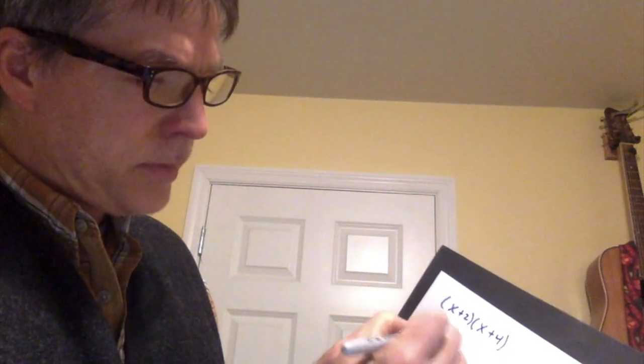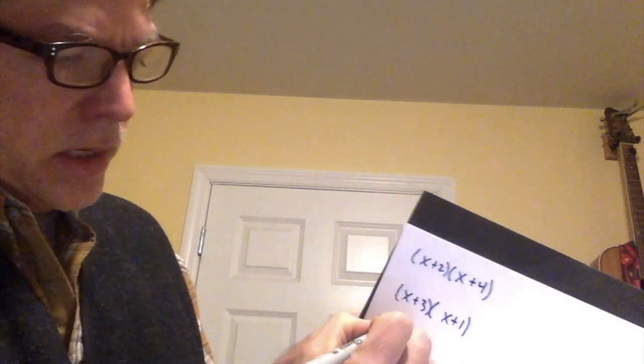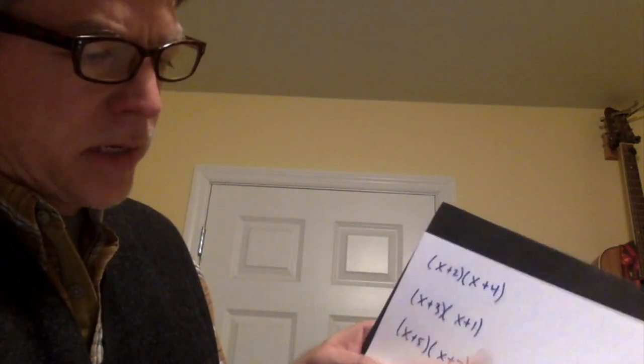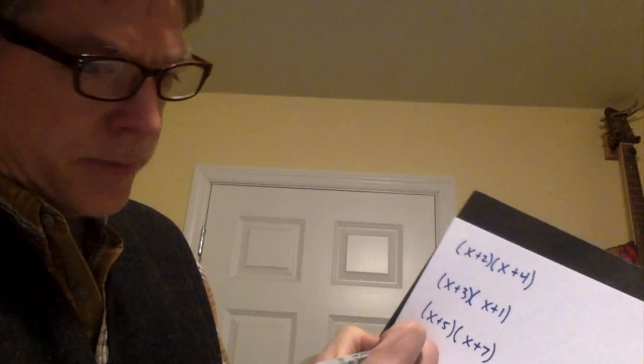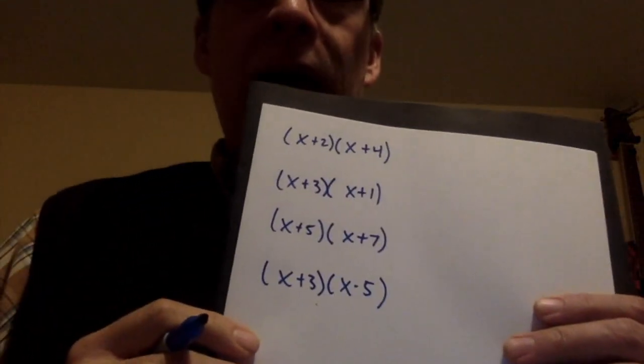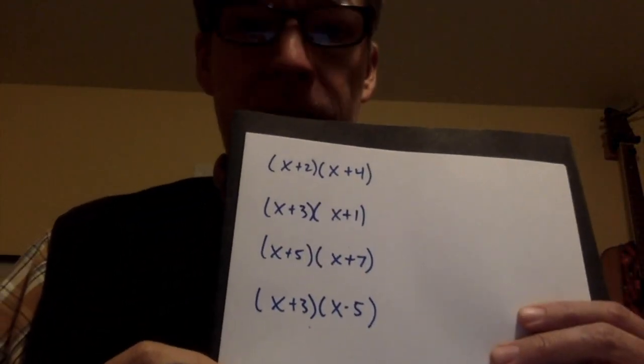Here, let's say you have x plus 2 and x plus 4, and then let's say you have x plus 3 and x plus 1, and x plus 5 and x plus 7. And let's just give you a negative one also. Why not, right? x plus 3 and x minus 5. Okay, so expand these using the box method.